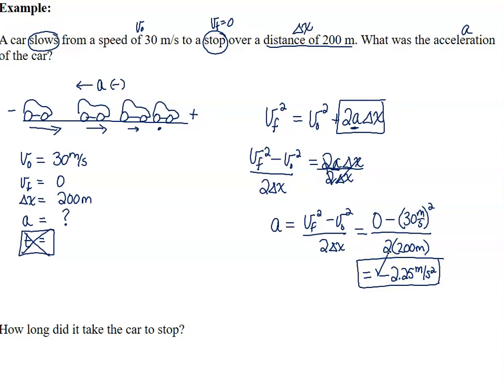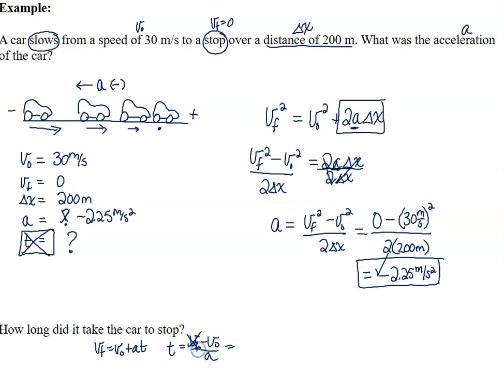So I can now solve for the last part. It's asking how long did it take the car to stop? Well, now I have every single piece of information except for time. So I know this is negative 2.25 meters per second squared. And now I want to know what time is. I can use any of my equations that have time in them to solve this problem. So which am I going to use? The easiest one. Final velocity equals initial velocity plus acceleration times time. Because my final velocity is 0. So when I solve for time, it's going to be final velocity minus initial velocity divided by acceleration.